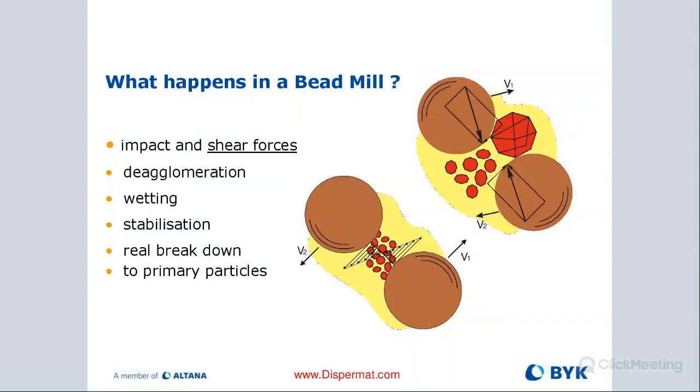So what actually happens in a bead mill? As you know, we use media that is either zirconia-based. Some people use glass, which we don't recommend for various reasons. We'll cover that in a minute. But these beads are perfectly round under the microscope, or at least they should be.